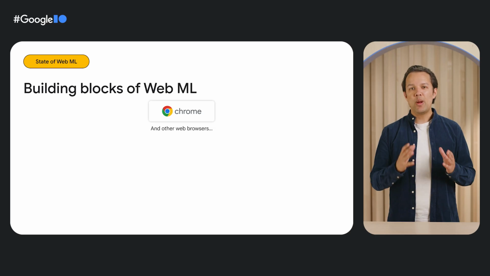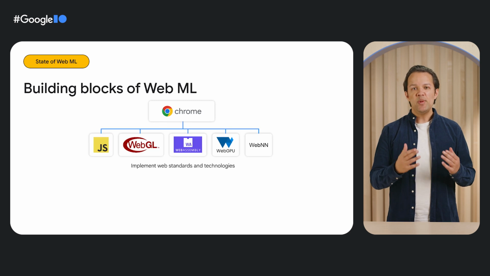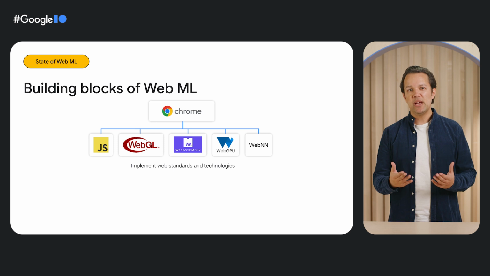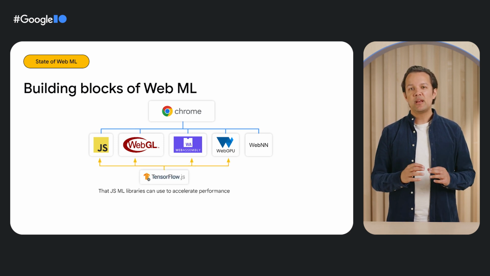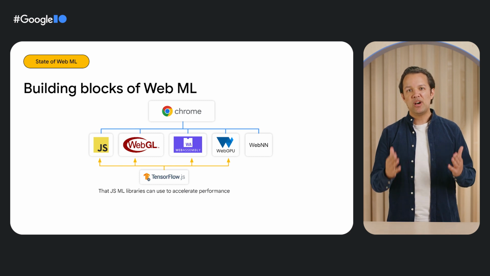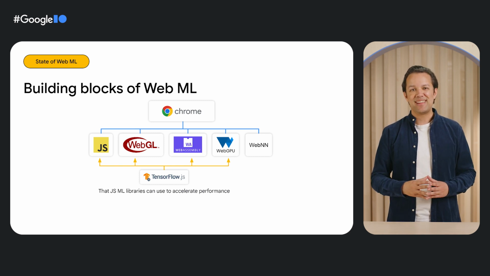So let's take a quick moment to see how the WebML ecosystem comes together. First off, you've got the web browsers such as Chrome that implement new standards and technologies such as JavaScript APIs, WebGL, WebAssembly, WebGPU, and WebNN. Machine learning libraries like TensorFlow.js can build upon these robust web standards to run calculations super fast, allowing you to run many of the machine learning models you know and love right in a browser on the client side.